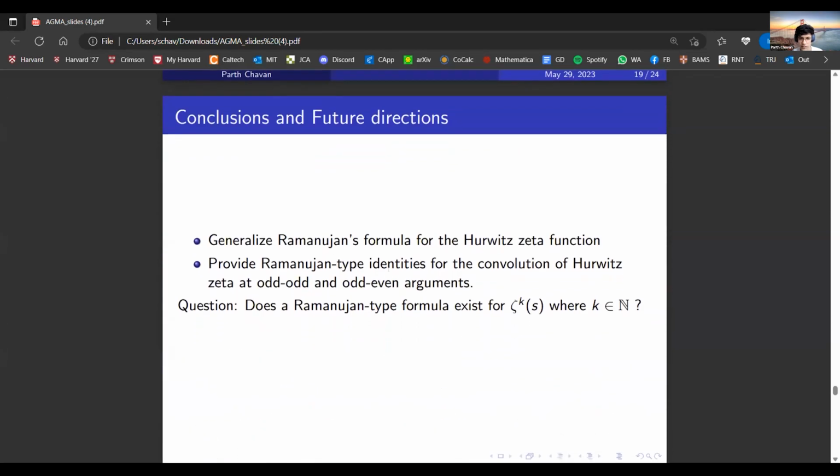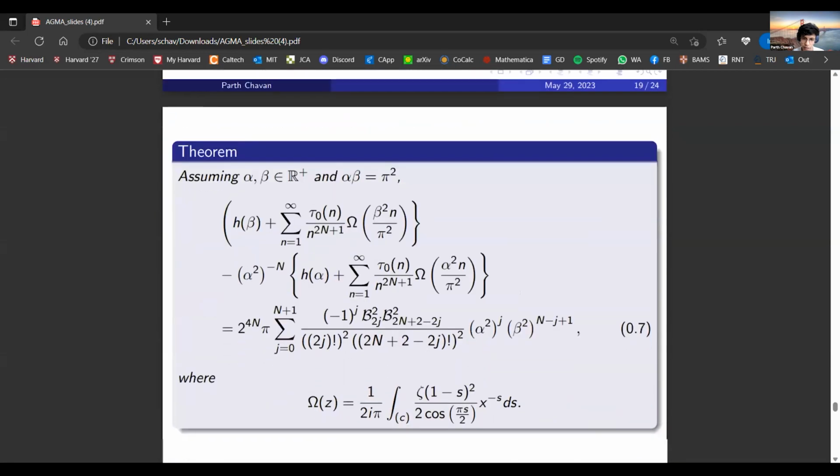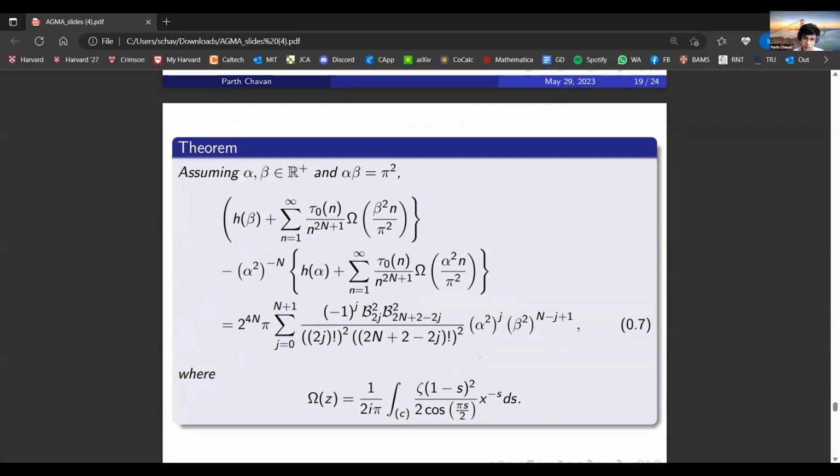Now, a natural question arises, which is to find the Ramanujan type formula for zeta to the k of s. This question was positively answered by A. Dixit and R. Gupta for k equals 2, and it was evaluated to be this expression. They considered a similar contour integral to be this inverse Mellin transform. However, these results unfortunately cannot be lifted for the Hurwitz zeta function, as will be explained shortly.